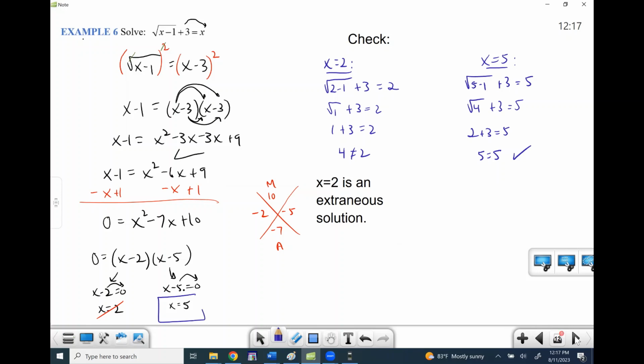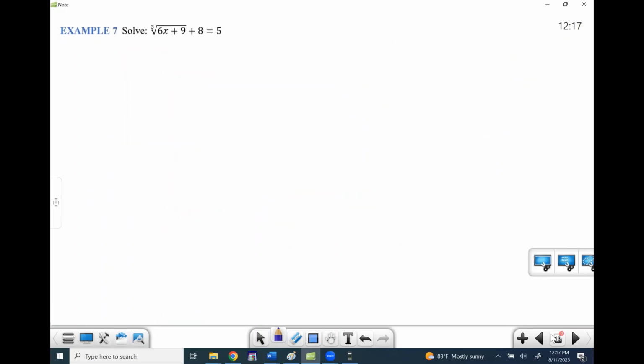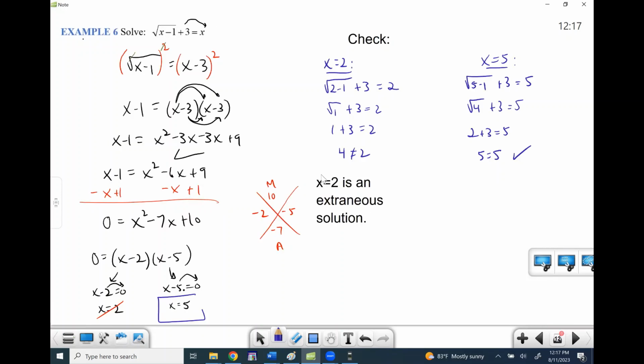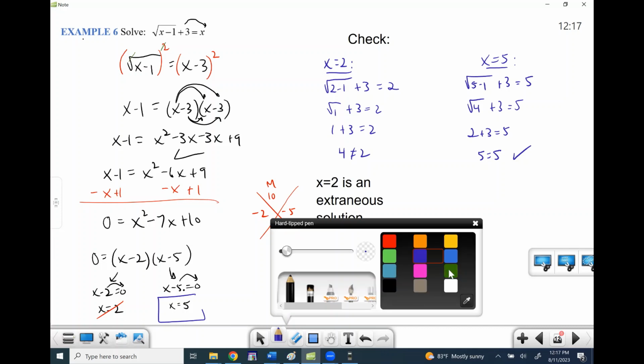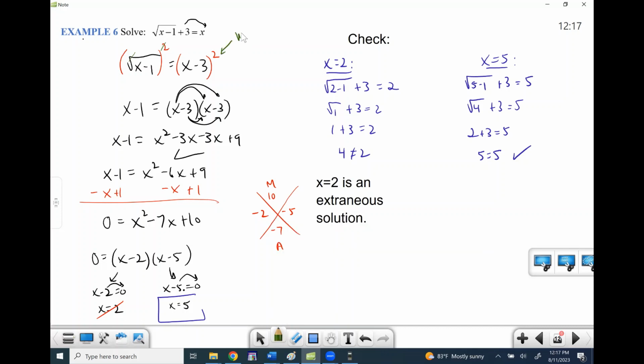Okay, let's go ahead and go through and try another one. Now, the reason why we had to check is because we squared both sides, and we said anytime you raise it to an even power, you need to check. So I'm going to put a little note right here. We need to check since it's even.